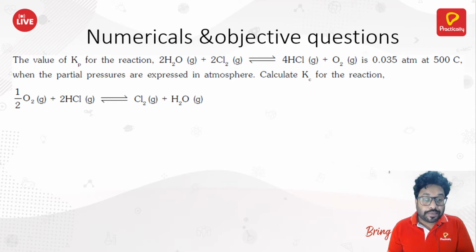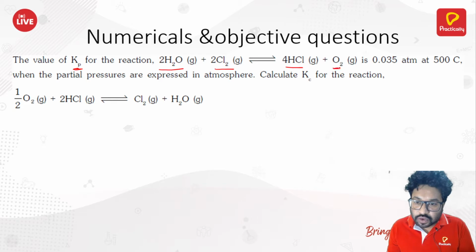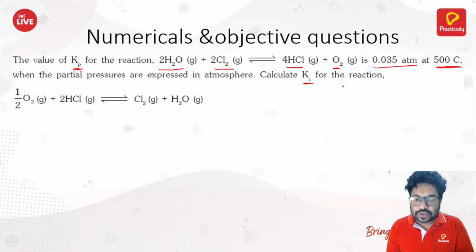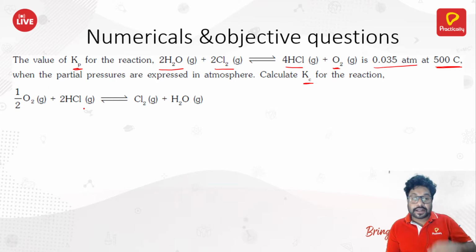Now, the value of Kp for the reaction 2H2O plus 2Cl2 reacts to give you 4HCl plus O2 is 0.035 atm at 500 degree Celsius, when the partial pressures are expressed in atmosphere, obviously. So if you know the Kp, they have asked us to calculate the Kc for the reaction. Now you already know the relationship, right? Which reaction? This particular reaction, they have asked us to calculate the Kc.